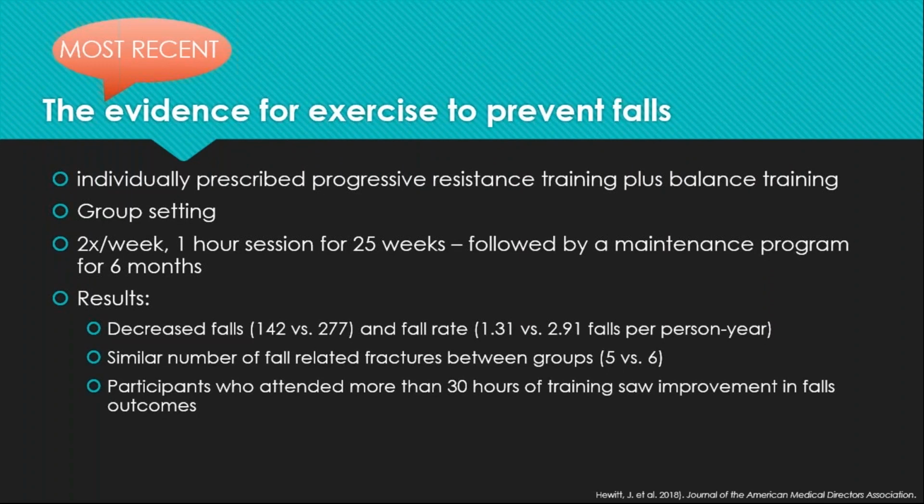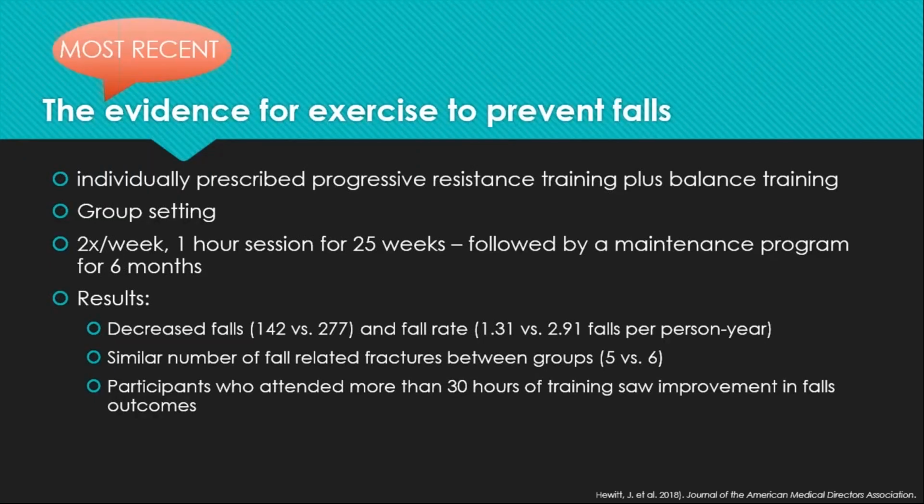And they compared those who exercised with those who didn't. In their exercise group, they did individually prescribed progressive resistance training and balance training. They did it in a group setting, and their ratios were 5 to 1. So they had 5 residents to 1 exercise instructor who was leading the group. It was done 2 times a week, just like the recommendations I presented before. They had slightly longer sessions, about an hour. And they did this study for 25 weeks, so that's about 6 months if you do the math.